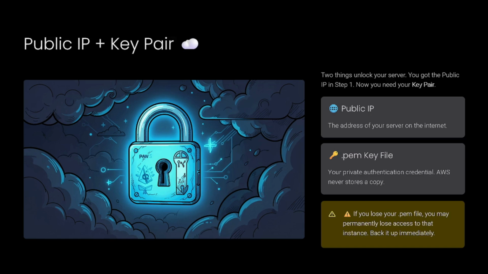And remember this very carefully. AWS does not store another copy of your private key. So if you lose your PEM file, you may permanently lose access to your server. That's why cloud engineers always keep backup copies safely.